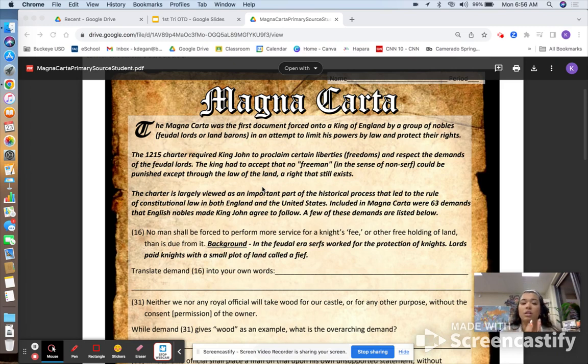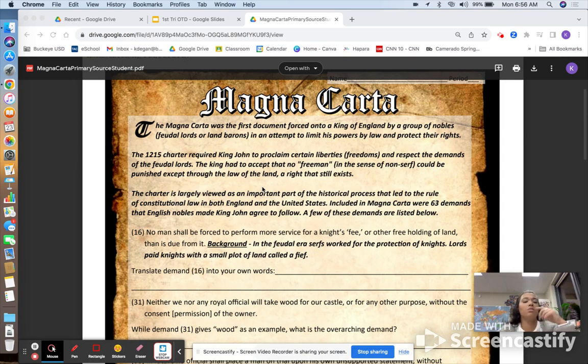Okay, so you have to be able to answer those three questions tomorrow, and this is leading us to being successful at writing the paragraph that you're going to write next week. Looking at the directions, it says the Magna Carta was the first document forced onto a king of England by a group of nobles, feudal lords, or land barons in an attempt to limit his powers by law and protect their rights. So the democratic thought portion, kids: individual rights, protecting your rights, those are all things that are going to be involved.